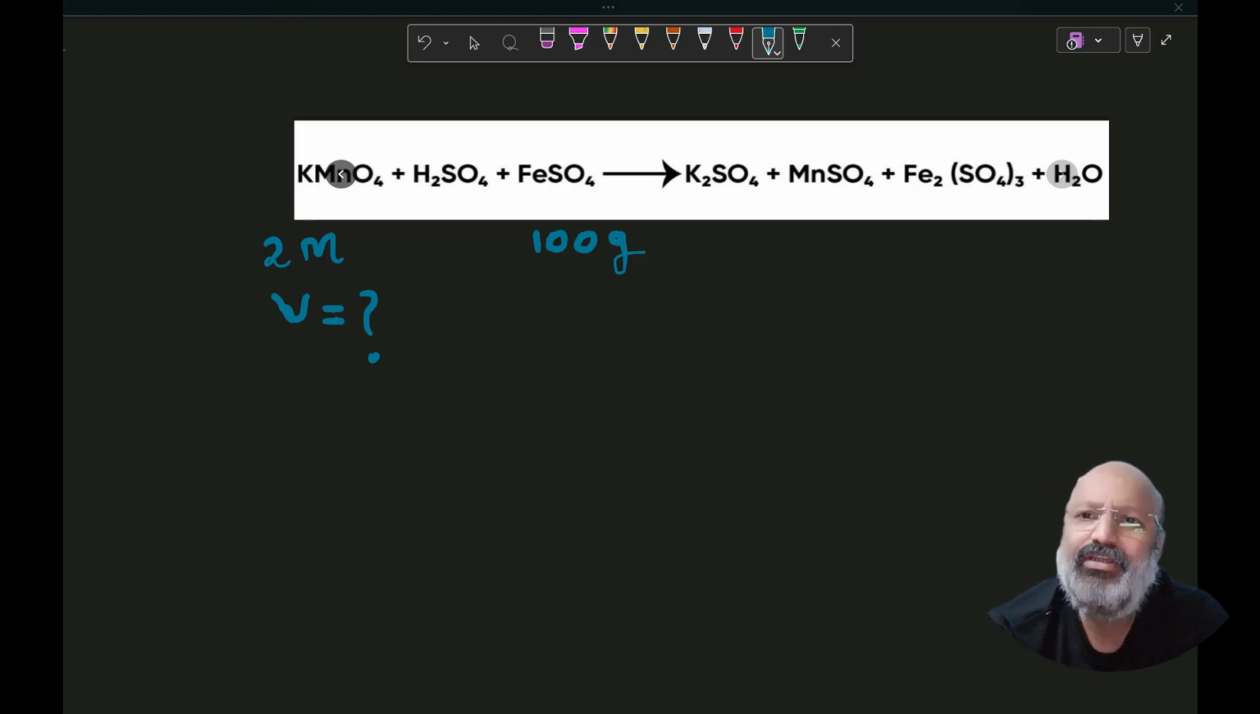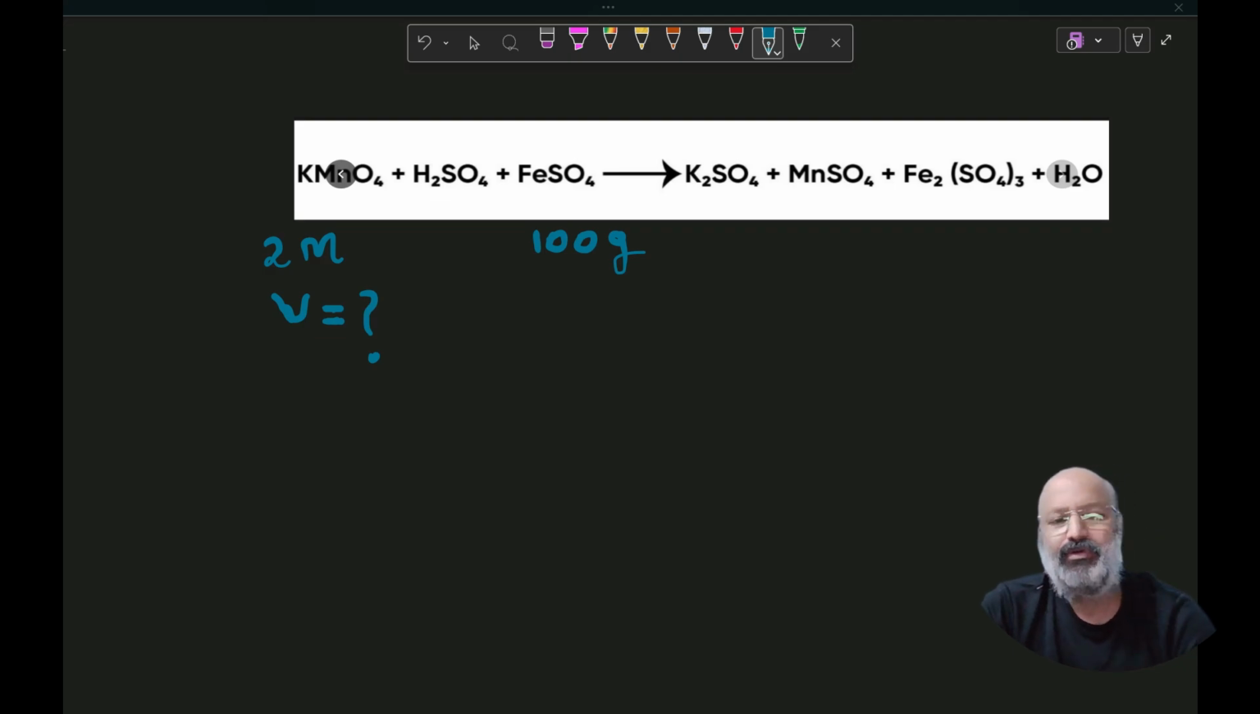Now on your screen you can see one equation is written, and here 100 gram of FeSO4 is reacting with KMnO4. Molarity of KMnO4 is given, but what should be the volume of KMnO4 taken so that there is a perfect reaction between FeSO4 and KMnO4? Now, what is the standard procedure? Let me explain this.